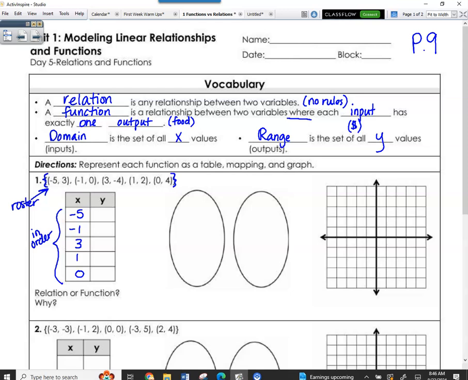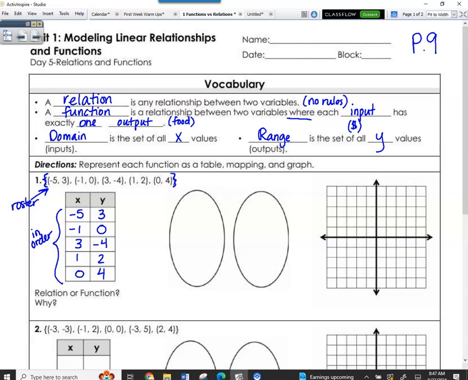So -5 is paired to 3, -1 is paired to 0, 3 is paired to -4, 1 is paired to 2, and 0 is paired to 4. So what you've just done is listed a function in table format. Some people call it T-table, some people call it T-chart, some people just call it table.